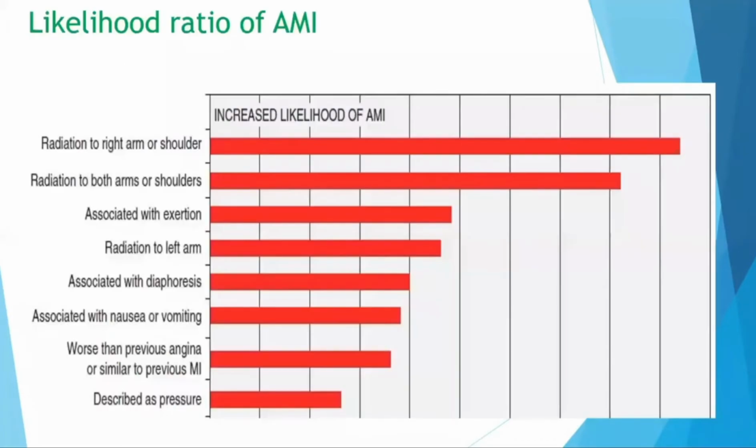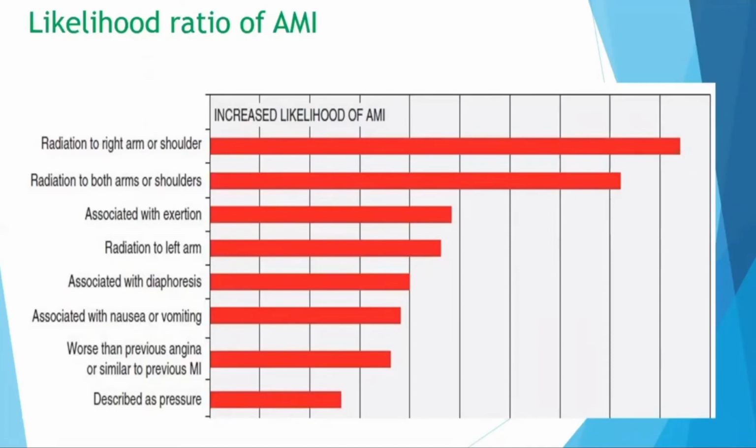It shows the likelihood ratio of acute MI. Radiation to the right arm or shoulder increases the likelihood of acute MI. Radiation to both arms or shoulders, associated with exertion. Radiation to the left arm, associated with diaphoresis, associated with nausea or vomiting, worse than previous angina or similar to previous MI, and described as pressure.